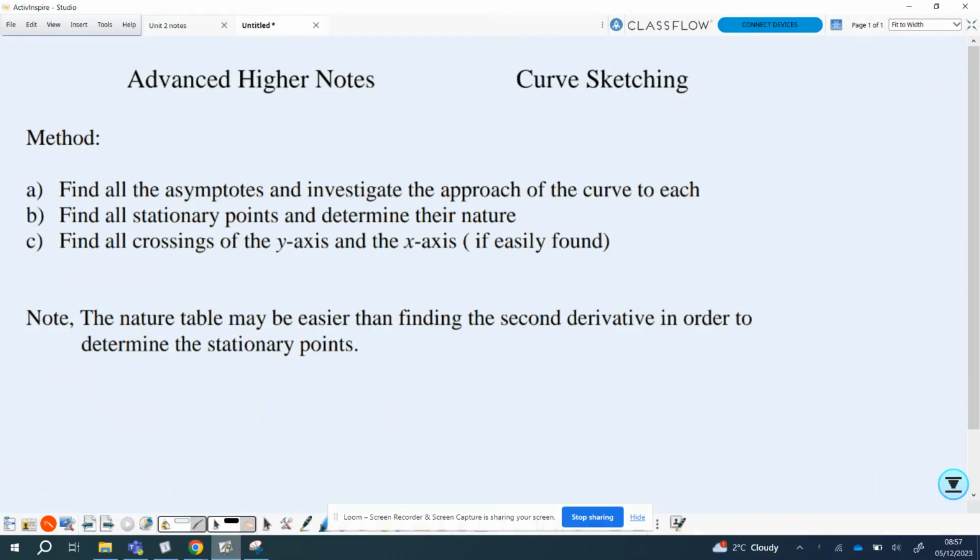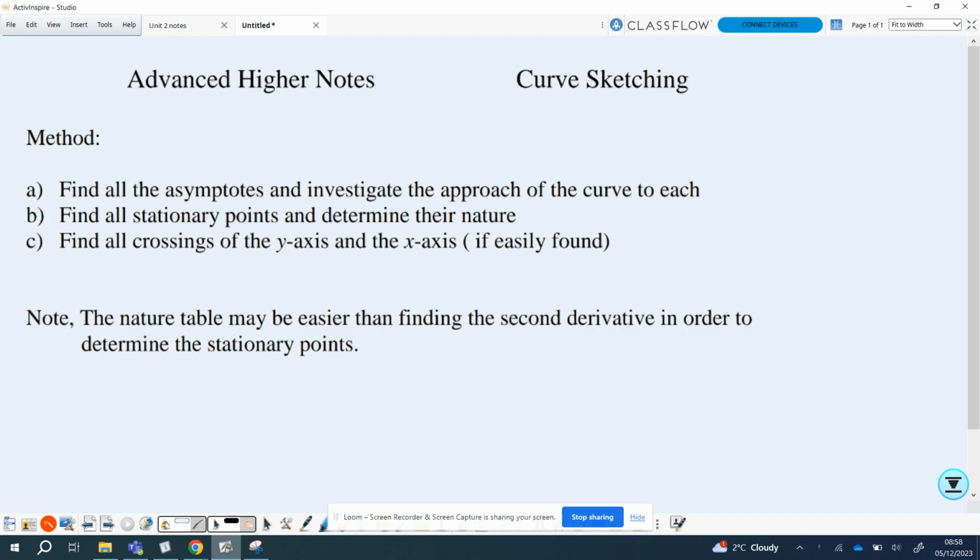Okay folks, so in today's video we're going to be looking at curve sketching, which just follows on from the asymptote videos where we'll be using and investigating asymptotes of a curve, but then also wanting to find stationary points, determine the nature, and find all the crossings on the y-axis and the x-axis to sketch what the graph looks like properly. The method we're going to use, you can see it written down there, so again you can pause the video to write that down, but we're going to find the asymptotes first and investigate the approach. That'll be the stuff that's new to us this year, that we've been practicing in the last two videos.